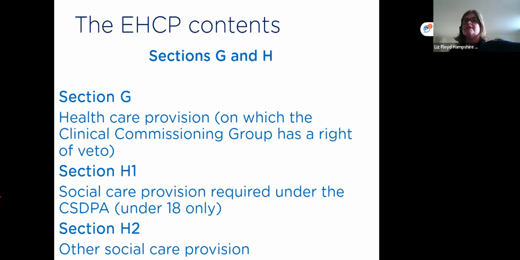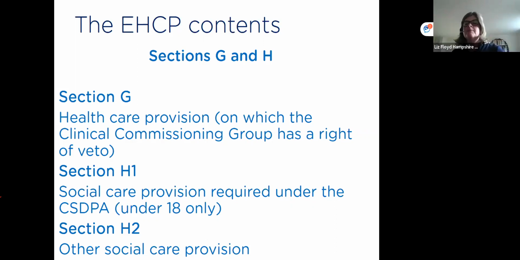Section C was health needs, section D was social care needs. And then G and H are like the provision for health and social care needs. Am I right? You've got B and F, the general needs and the general provision. C and D, C is health needs and D is social care needs. And then G is the provision for the healthcare needs, and H is the provision for social care needs.